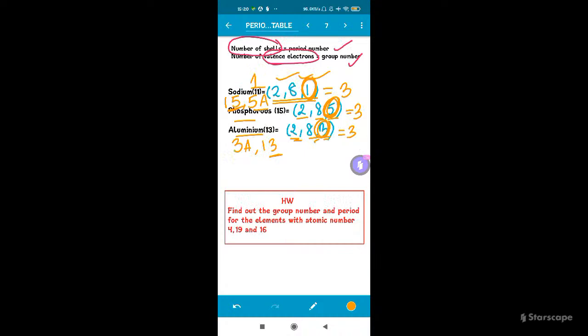What does it mean? That by seeing the number of shells we can predict the period number, and by seeing the number of valence electrons, or the number of electrons in the outermost shell, we can talk about the group number of that particular element.